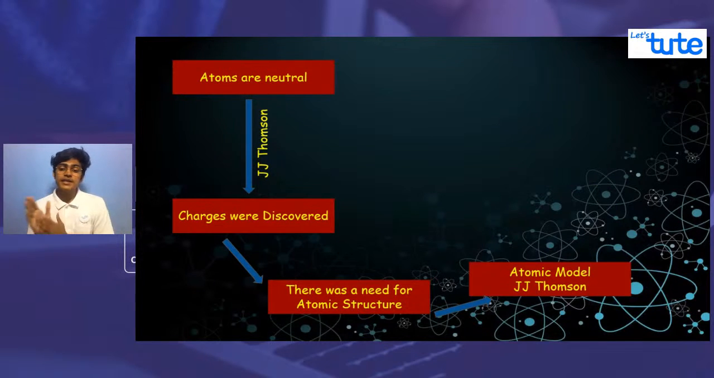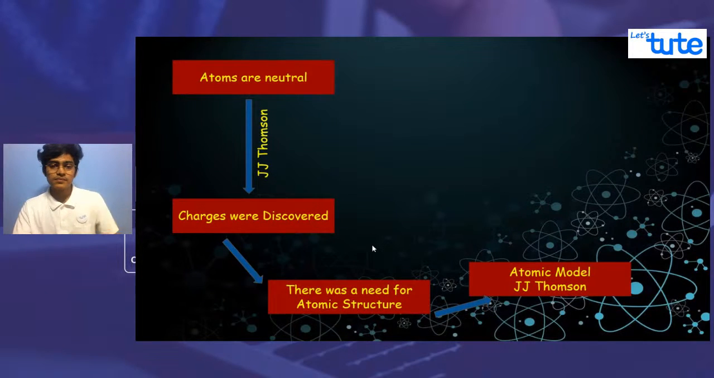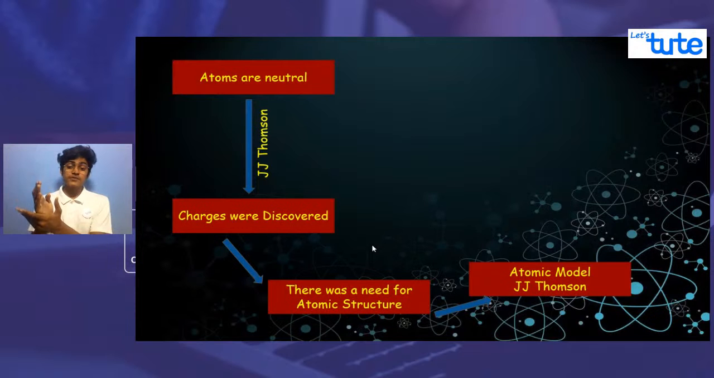Okay, so what is the meaning of neutral? Neutral means no charge. There is neither positive charge nor negative charge. Or to be more precise, there must be charges, but they are both cancelling each other. That simply means neutral. It has no charge. Okay, and after that J.J. Thomson was the one who proposed an atomic model.